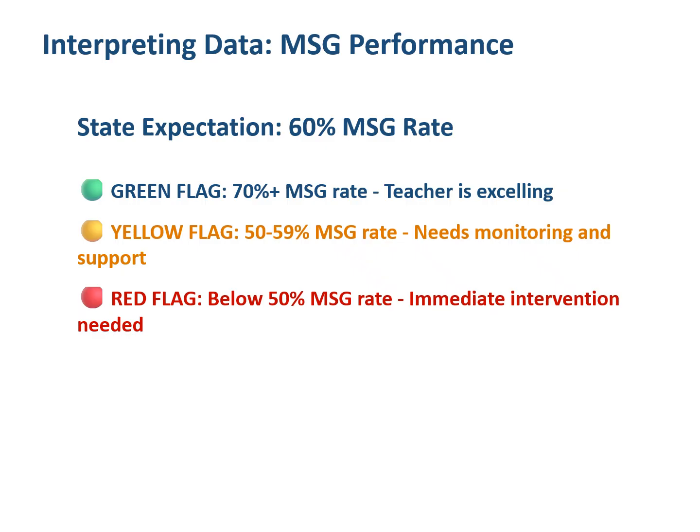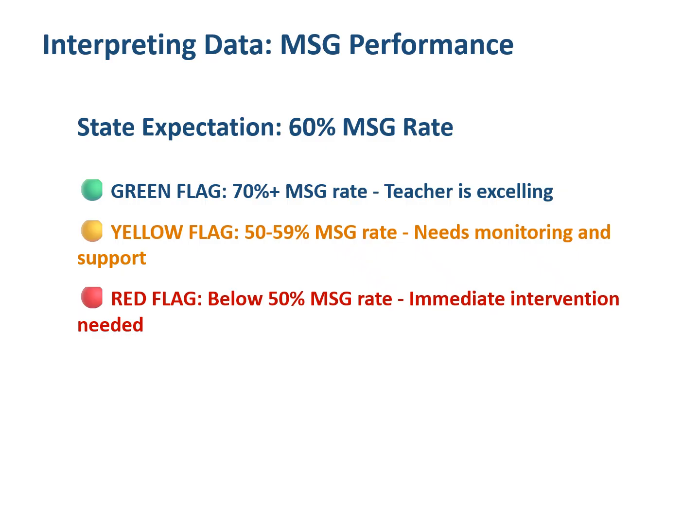Let's talk about interpreting MSG performance. When you pull report AEL 0334 or AEL 0214, you'll see each teacher's MSG rate. Here's how to interpret what you're seeing. The state expectation is that at least 60% of students make MSG, depending on the level. So, for instance, Georgia's negotiated performance level is 60%. This is our baseline expectation for all programs and teachers.